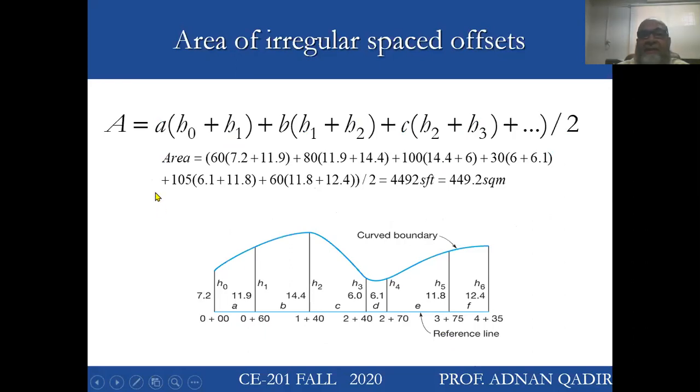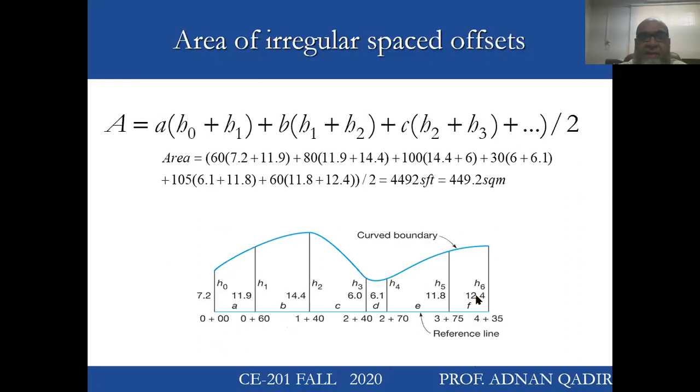Now let's take the example where you do not have these regular offsets. Then how would you solve this problem? Again, this is 0, this is 60 feet, 140 feet, 240 feet, 270 feet, 375 feet, and 435 feet, because after the plus there are only two numbers, right? And we have offsets of 7.2 feet, 11.9, 14.4.